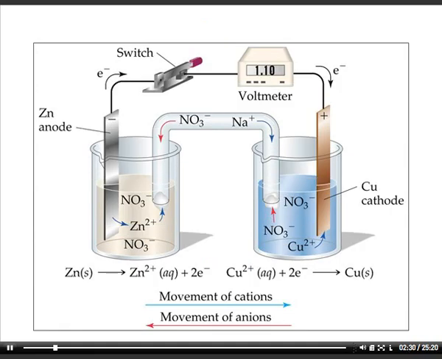So you can see the salt bridge in the middle. Now, the salt bridge happens to contain sodium ions and nitrate ions, and they don't affect the chemical reactions that are taking place, but the positive ions are flowing to the positive compartment and the negative ions are flowing to the negative compartment. So the cations to the cathode, the anions to the anode.